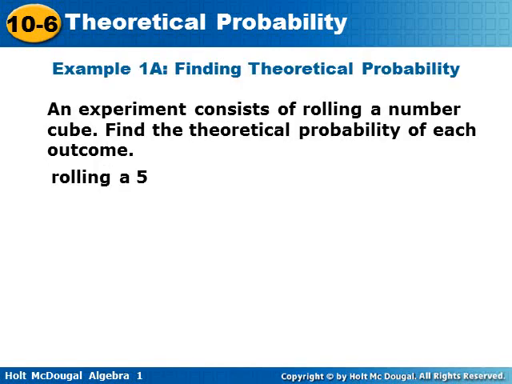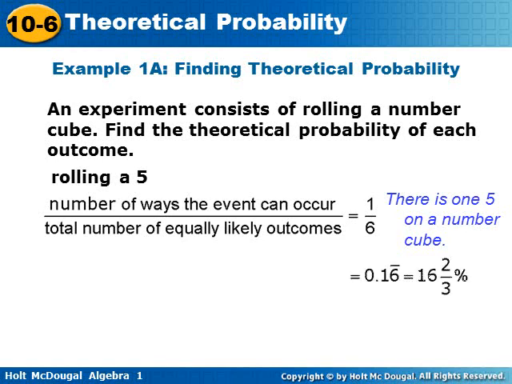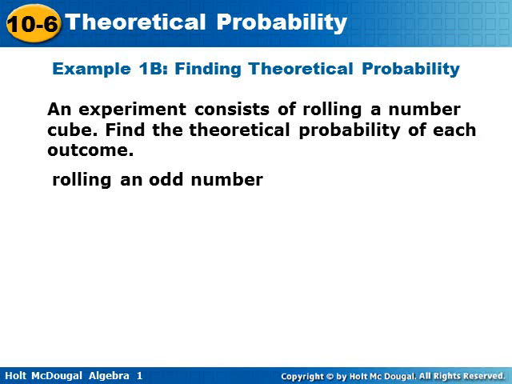An experiment consists of rolling a number cube. Find the theoretical probability of each outcome. Rolling a 5. The number of ways the event can occur is 1. There is 1 five on a number cube. Over the total number of equally likely outcomes is 6. There are 6 different numbers on the cube. When you divide 1 by 6, you get 0.1666666, and so on. When you change that to a percent, you move the decimal place 2 places to the right, and you get 16.66666%, or 0.666 equals 2/3. So 16 2/3%.